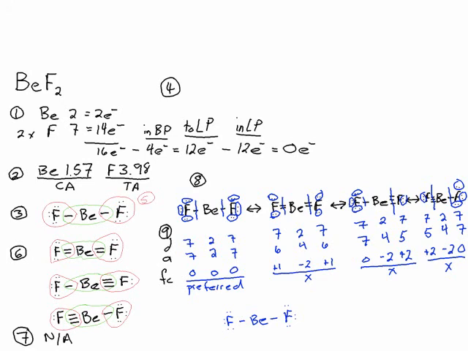Recall the preferred structure is that with the formal charge on each atom closest to 0 and, if applicable, any negative charge placed on the most electronegative atom.